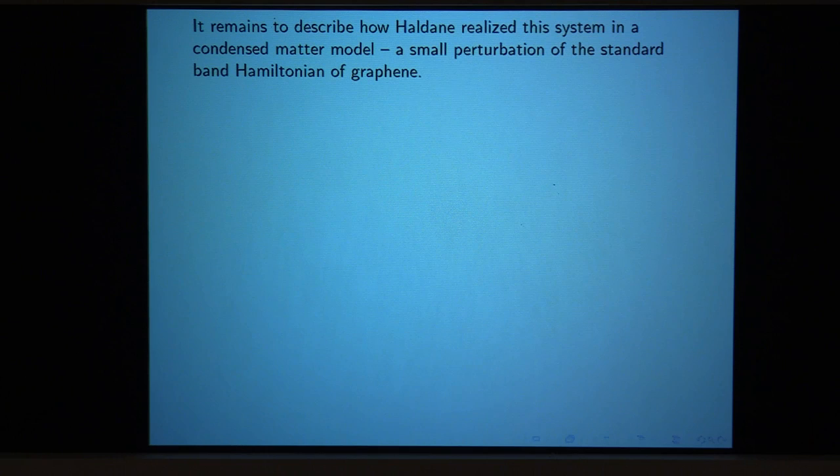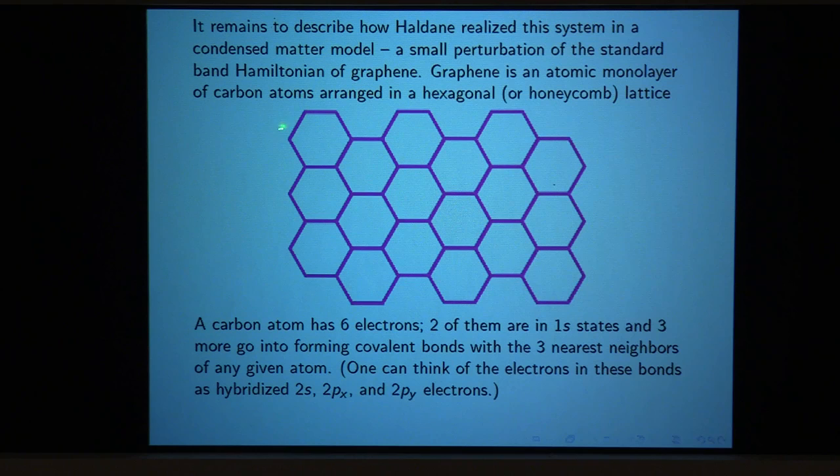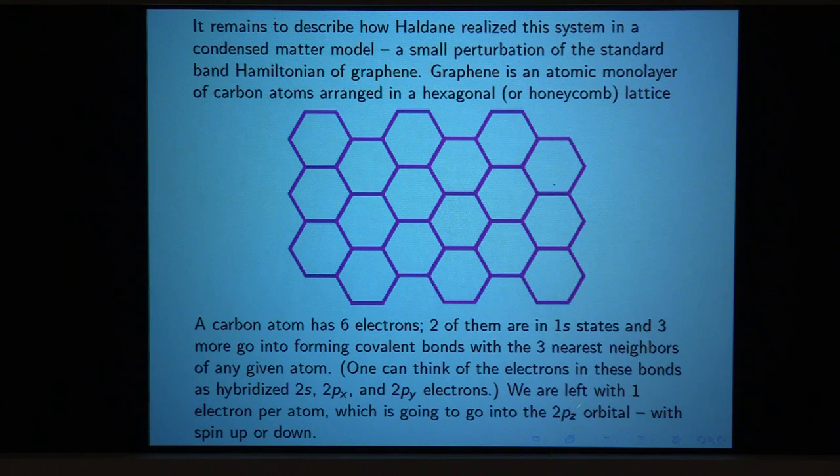First of all, graphene is a two-dimensional atomic monolayer of carbon atoms arranged in a hexagonal or honeycomb lattice, which is in that picture, the atoms being on the vertices. A carbon atom has 6 electrons, 2 of them are in 1s states, and 3 more go into forming covalent bonds. So each atom has 3 nearest neighbors and forms a covalent bond with each neighbor, so that uses up 3 more electrons. 6 being 2 plus 3, we're left with 1 more electron, and that electron is going to go into the 2pz orbital, where z is orthogonal to the plane, but it might have spin up or spin down. Since there are 2 spin states and only 1 electron to fill them, only half of the 2pz states are supposed to be filled.